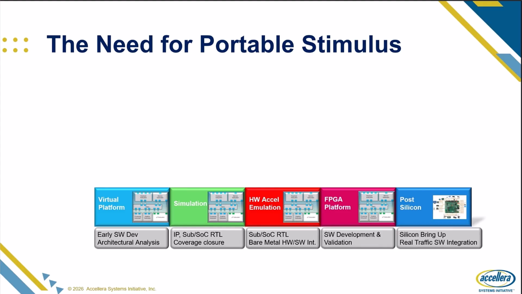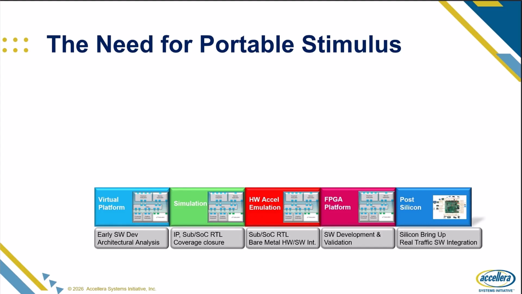We can move on to emulation to accelerate the hardware and do some subsystem and SOC level RTL testing, maybe some bare metal hardware software integration. The FPGA platform allows us to do some prototyping of the actual RTL design, doing some software development and validation at close to realistic speeds. And then in the post-silicon realm, we're really focusing on making sure that the silicon actually works, doing some yield testing, things like that, maybe some real traffic software integration.